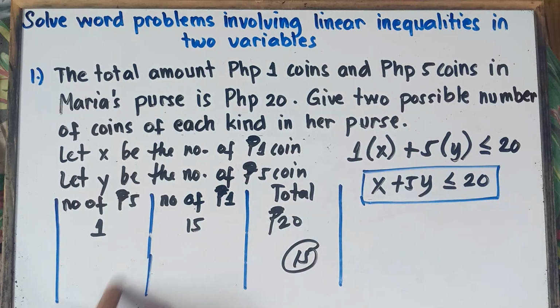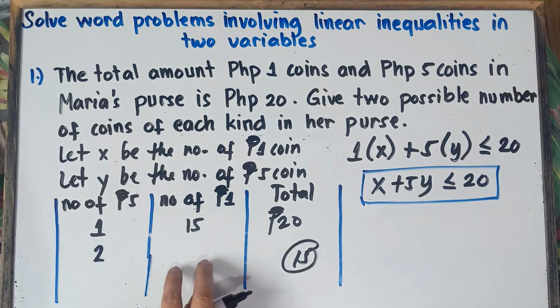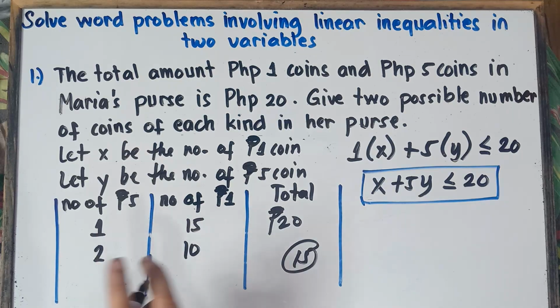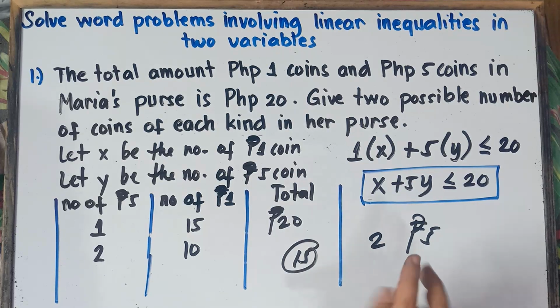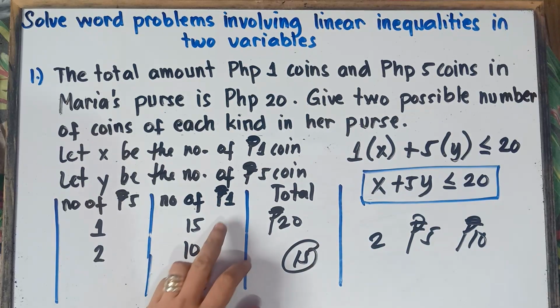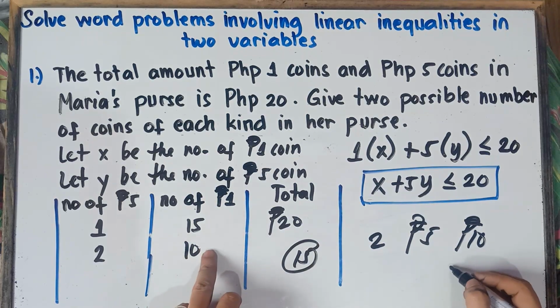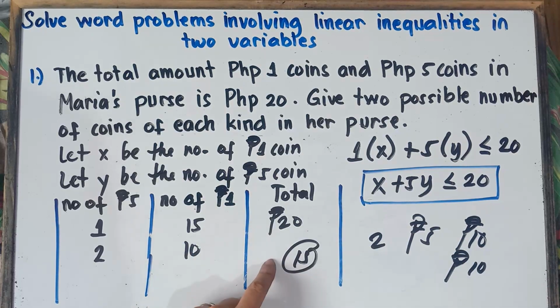Second combination, we can have 2 5 peso coins. Now, how many 1 peso coins are left? If you have 2 5 peso coins, therefore, you have 10 1 peso coins. Because if you multiply, 2 5 peso coins would be 10 pesos, right? Therefore, the remaining should be 10 1 peso coins. You have 10 1 peso coins, and that would be 10 pesos. And 10 plus 10, that would be 20.